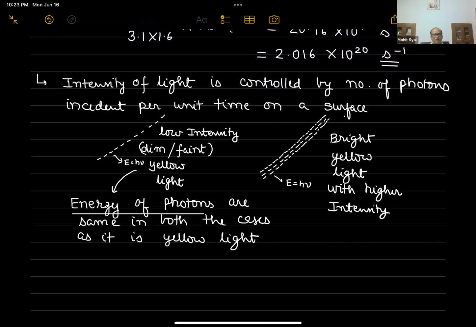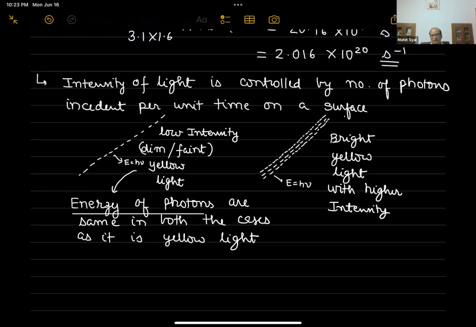Are you getting my point or not? It is higher intensity because it is carrying more photons per unit time, and the less bright light, the dim or low intensity light, is less intense because it is having fewer photons. Is it clear?